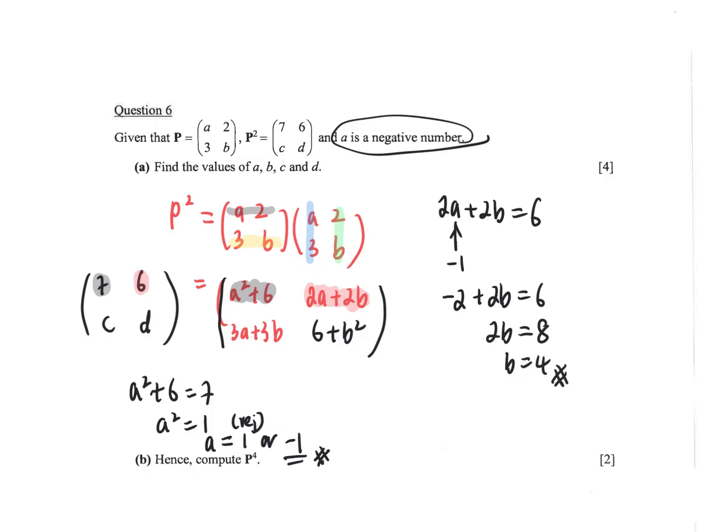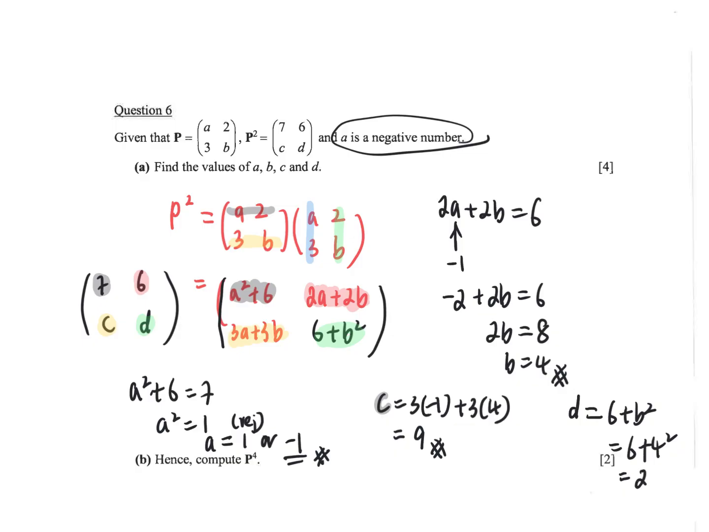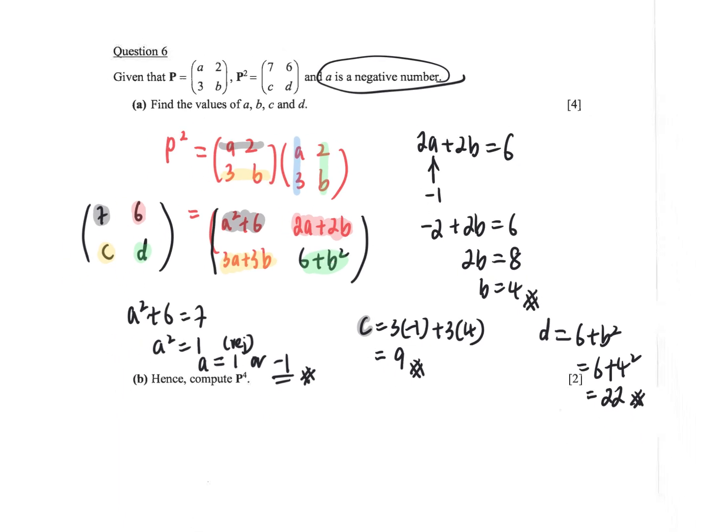Okay, with the value of a and b, you can now find c and d. So c is just this one. So 3a plus 3b, you get 9. D is this one. So D is 6 plus b squared. I know b is 4. So 4 times 4 is 16, 6 plus 16 is 22. So these are your 4 answers.